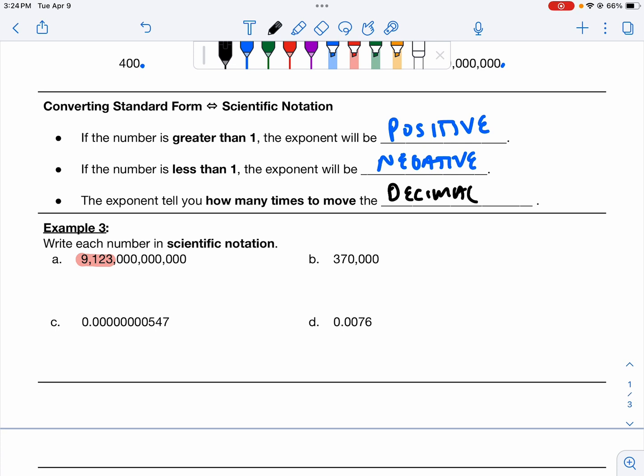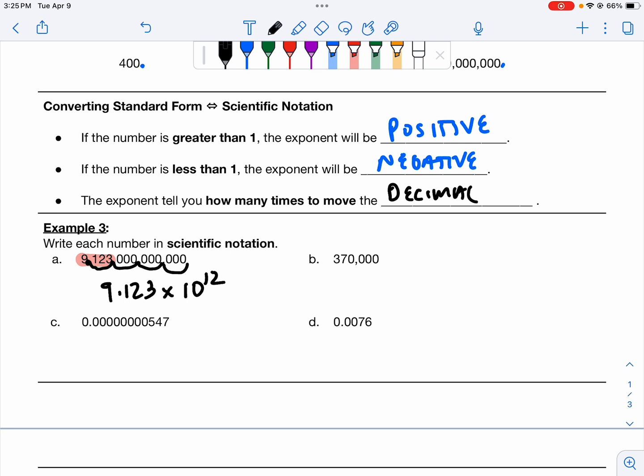And then we're going to figure out how many times we have to move that decimal place. So we're going to move it 3, 6, 9, 12 times to move it right there. So our number is going to become 9.123 times 10 to the 12th power. And those numbers are equal. So if I go and type those into my calculator, they will both return the same thing.